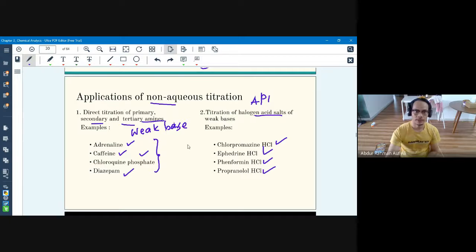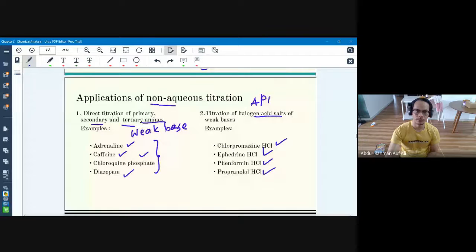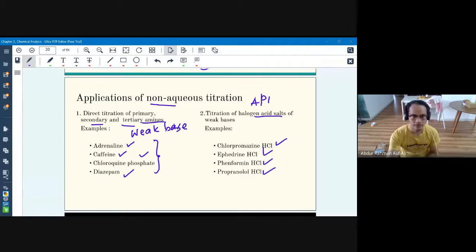And I also want you to understand what non-aqueous titration is. Identify and understand what it is, understand the need for non-aqueous titration, understand the interference of water, and lastly the application. Okay, so that's it for acid-base non-aqueous titration.